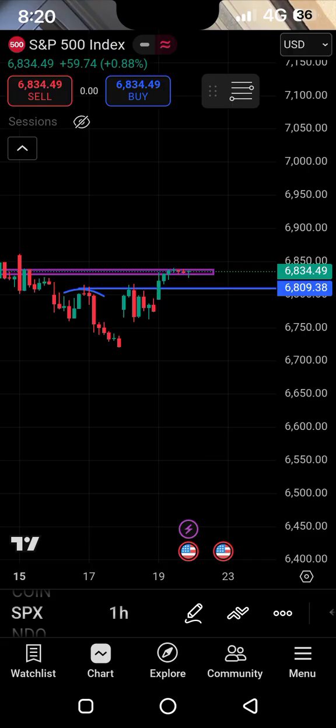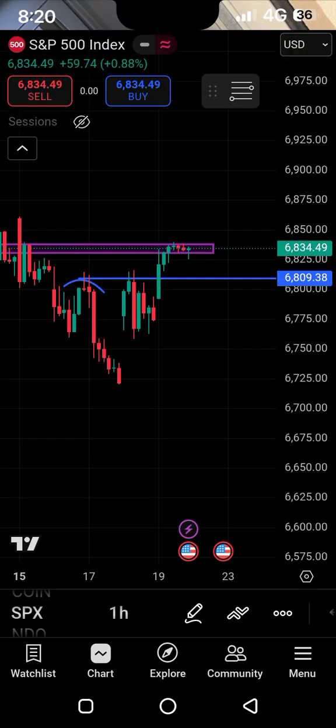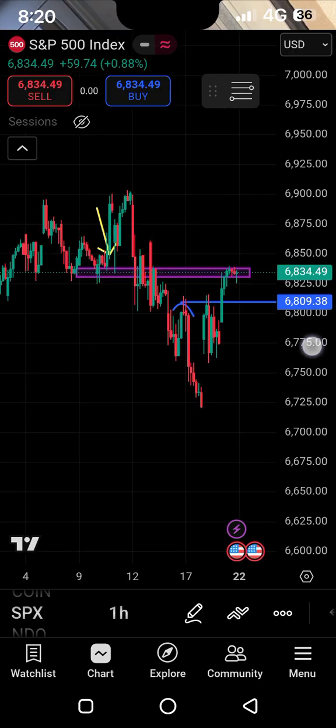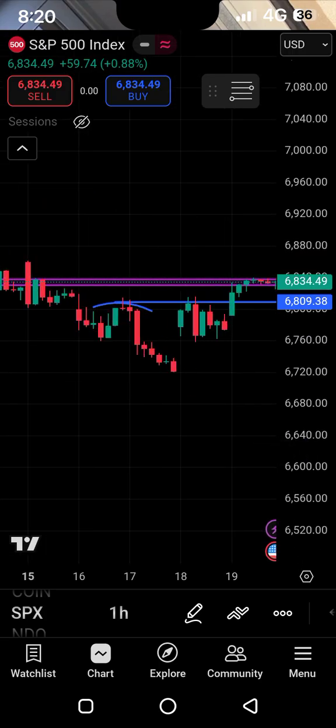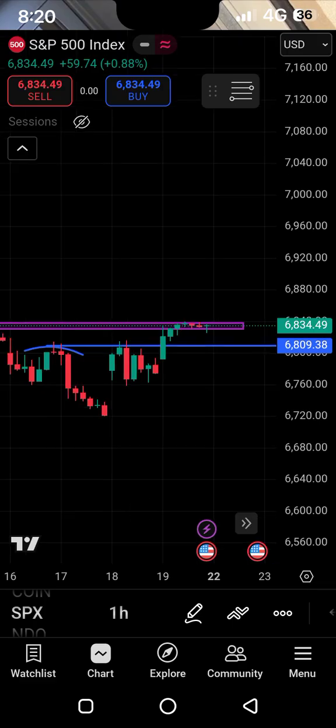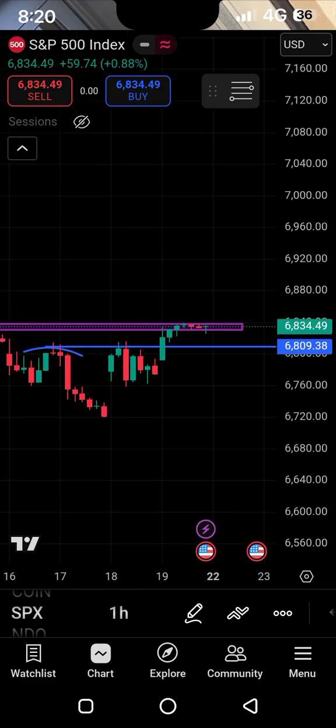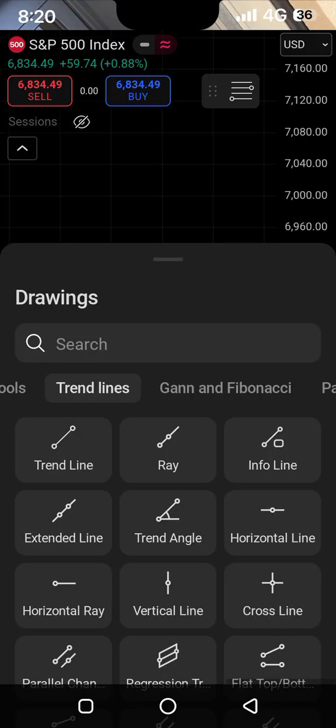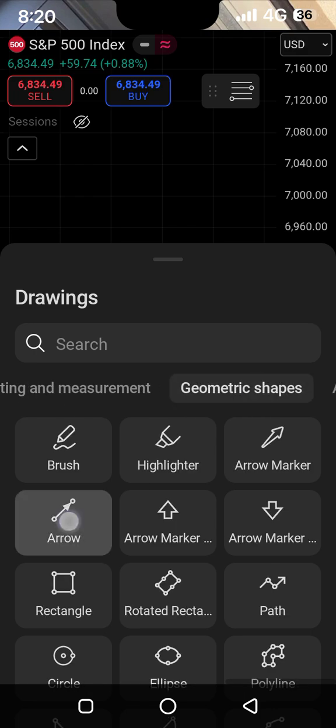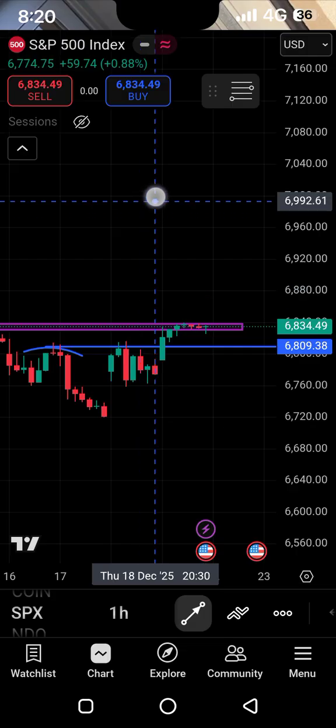You see, with ICC, it's all about indication, correction, and then continuation. So your entry, as I've told you guys, the entry is always going to be once price comes back the second time. The first time that price came above, we saw that it made that indication. So this was the first indication that price wanted to go higher, wanted to go bullish, okay? So this was the indication. The first indication was made here.